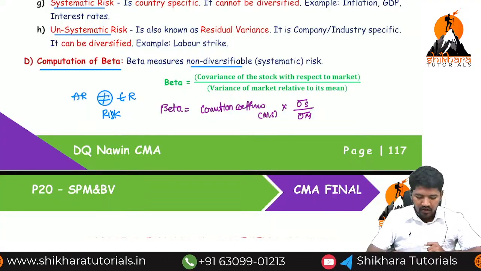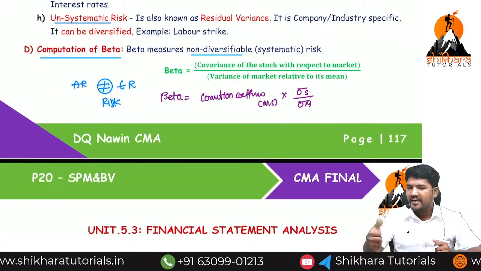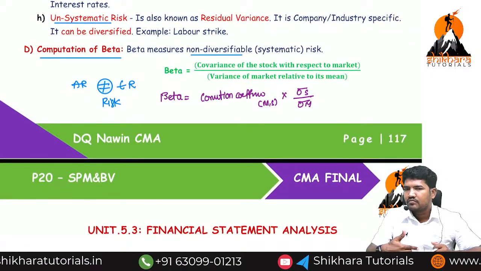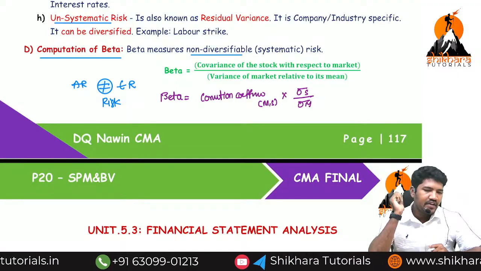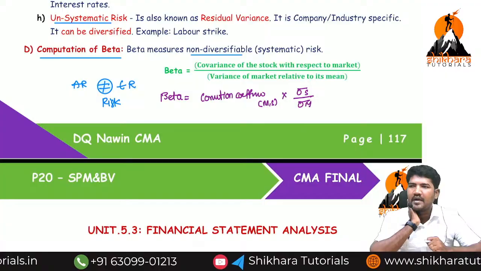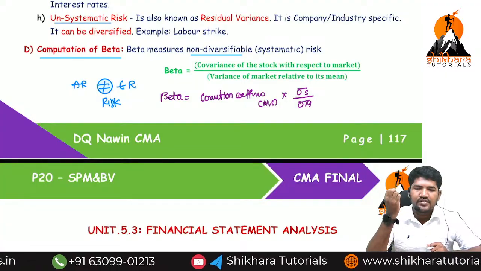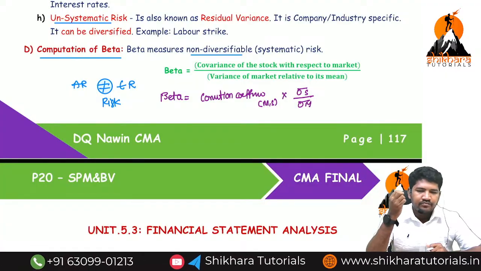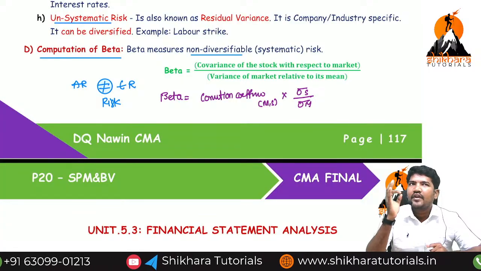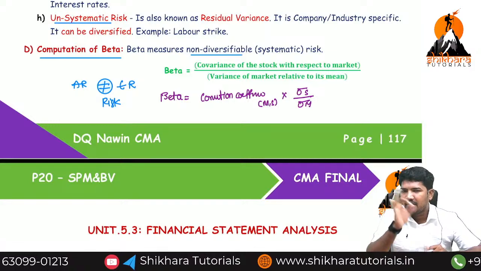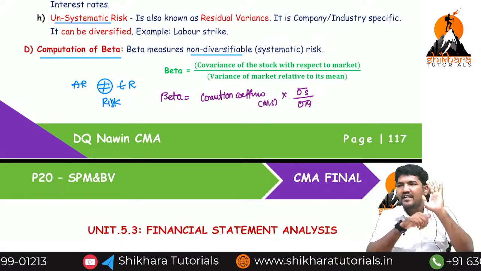Clear? Done. We have one MCQ. Write down that formula: correlation coefficient of market and security, standard deviation of security and standard deviation of market. One MCQ is there. So out of 75 MCQs, only 25 MCQs came from outside, sir. All the remaining are framed based on these sentences, sir.